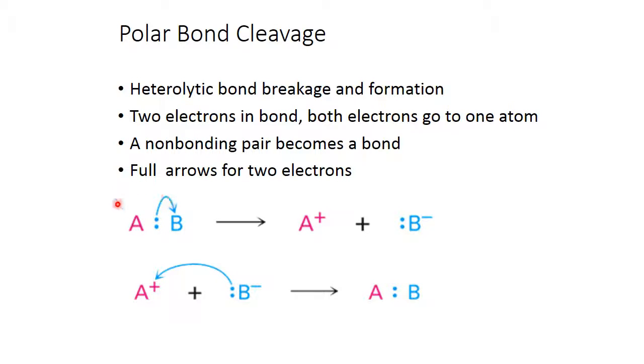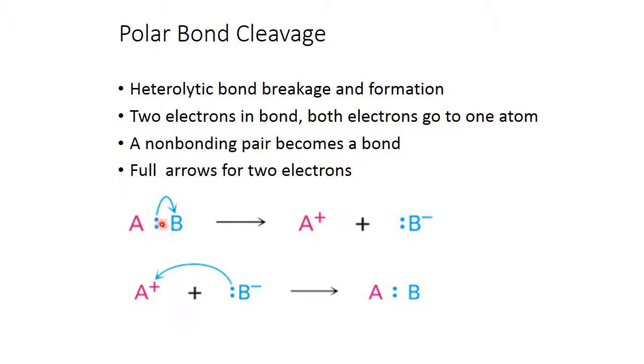In this example, you have two atoms. There's other atoms that can be attached to them, but two atoms, and there's two electrons in the bond between them. When you have that full arrow moving onto one atom, what we're showing is both of those electrons have to move onto this atom, and they become a non-bonding pair.